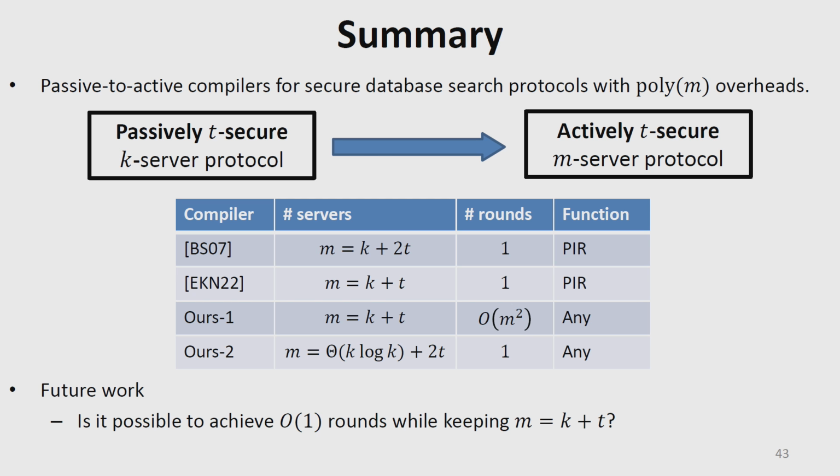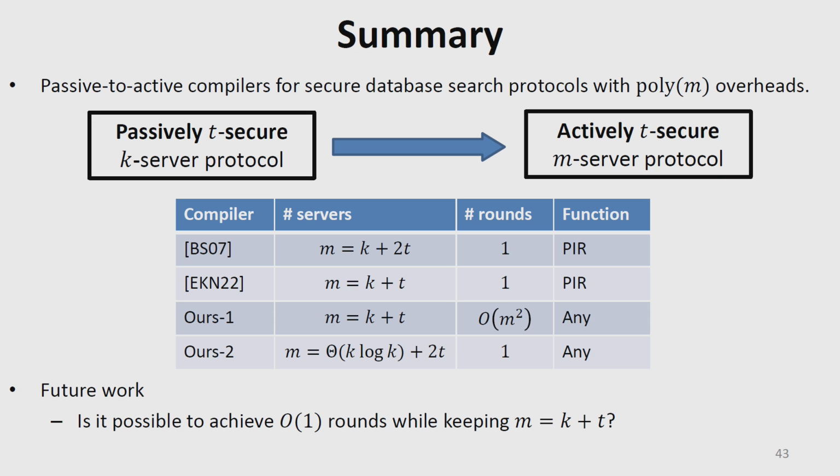Now we summarize this talk. In this work, we consider secure database search problems, and we propose generic and efficient compilers from passively secure protocols to actively secure protocols. Our compilers are generic in the sense that they can be applied to any passively secure protocol, so for computing even more general functions than PIR. And our compilers are efficient in the sense that the overheads in the client-side computation and communication complexity are polynomial in the number of servers.